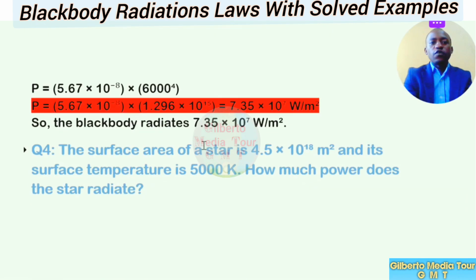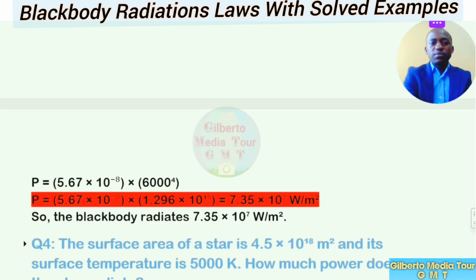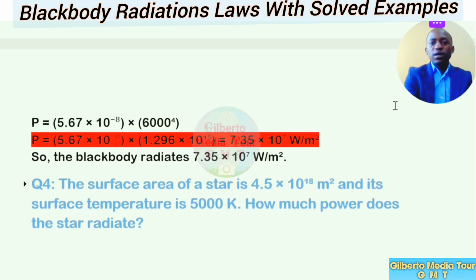Then we will solve for the power of this black body, this star. So this is the value we can get. It's just to use the formula. And remember that the intensity equals the power over area, or the power is equal to the intensity times the area of the body.